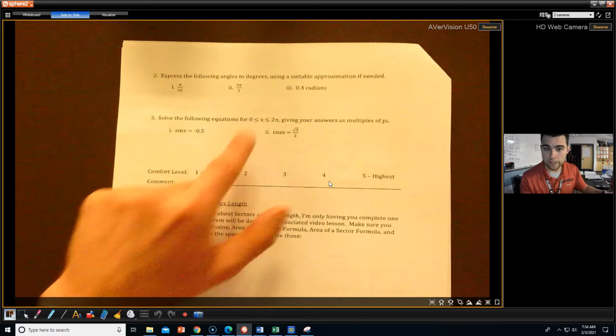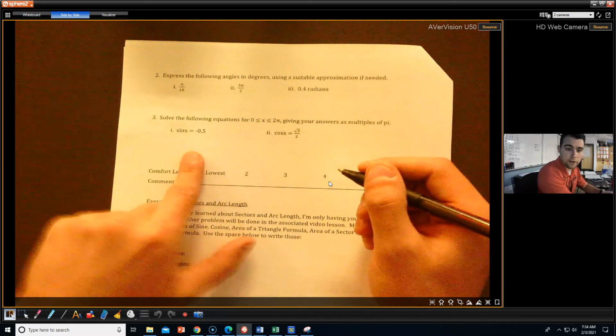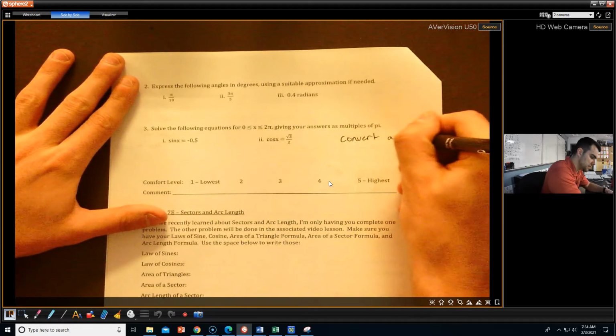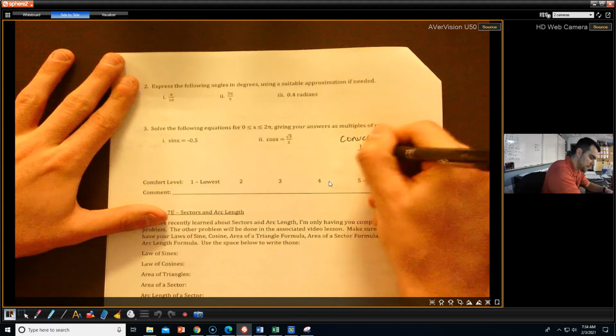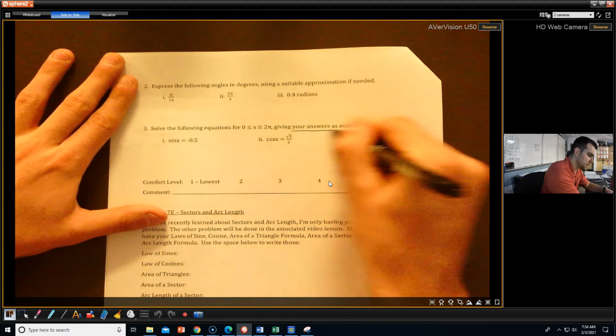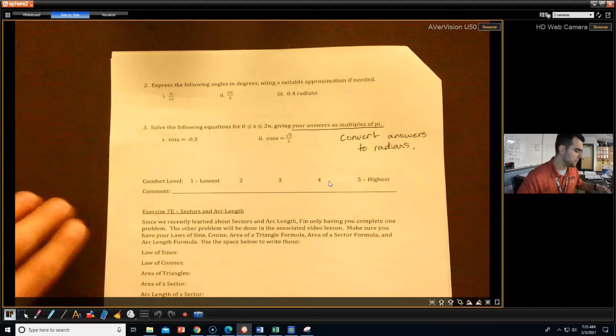Just make sure, because this is in radians, that we are going to convert back to radians. Okay, convert answers to radians, and leave your answers as multiples of pi. So don't simplify it to a decimal, but you can reduce your fraction. Leave it as a fraction. Do not simplify it to a decimal. Okay, get practice doing that.